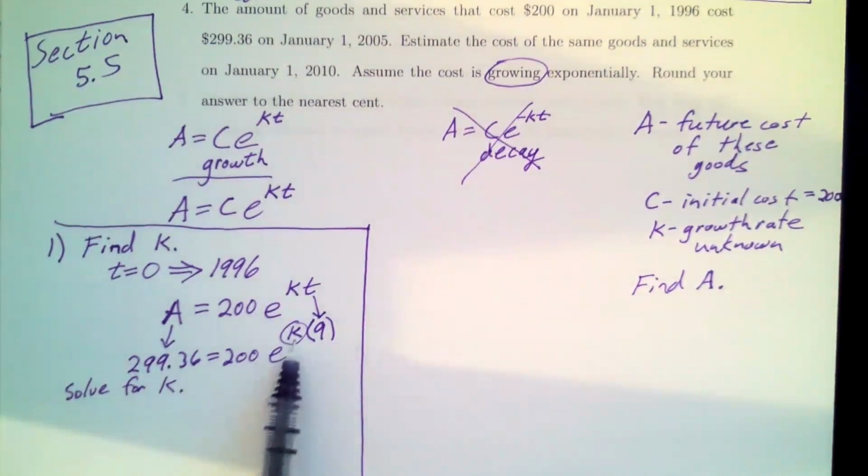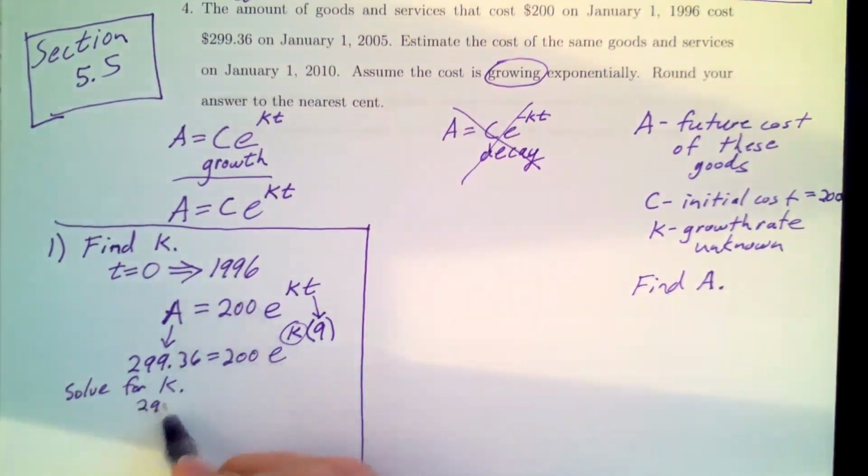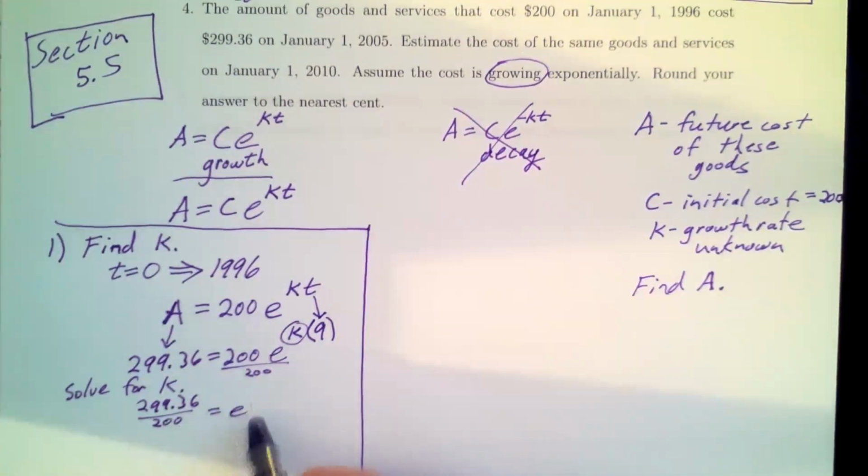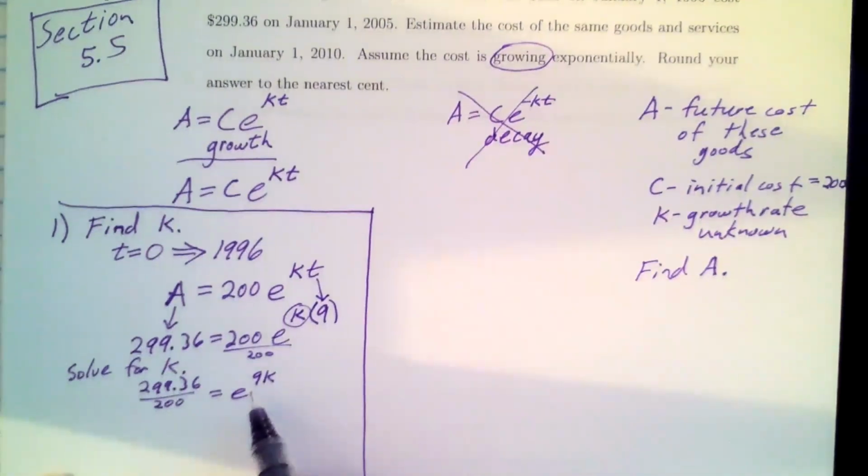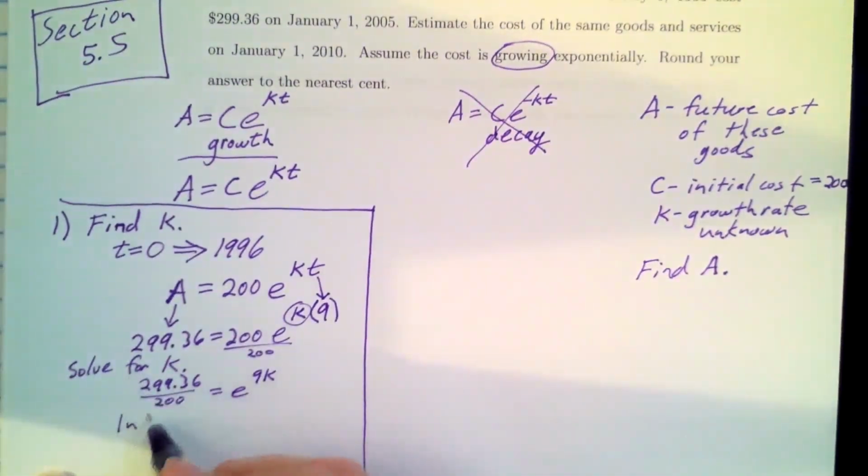So let's solve for K the same way that we typically solve for T. Let's get e by itself by dividing both sides by 200. Divide both sides by the constant in front of the e. This would be 9K. I want to get rid of the e, so I take the natural log of both sides.